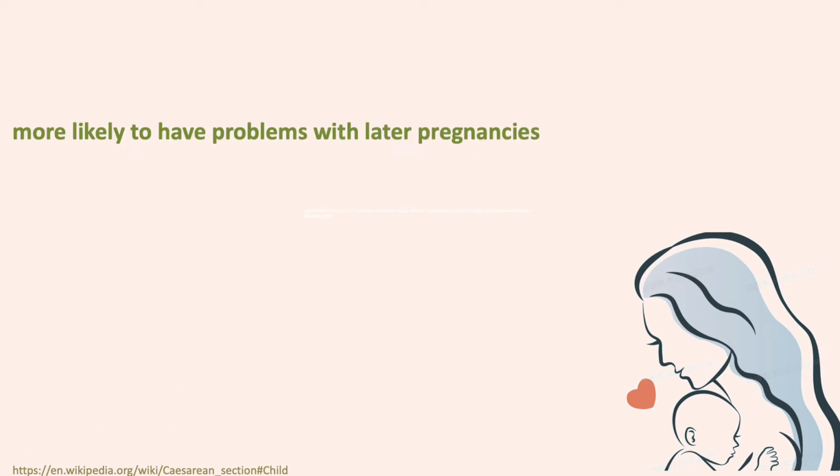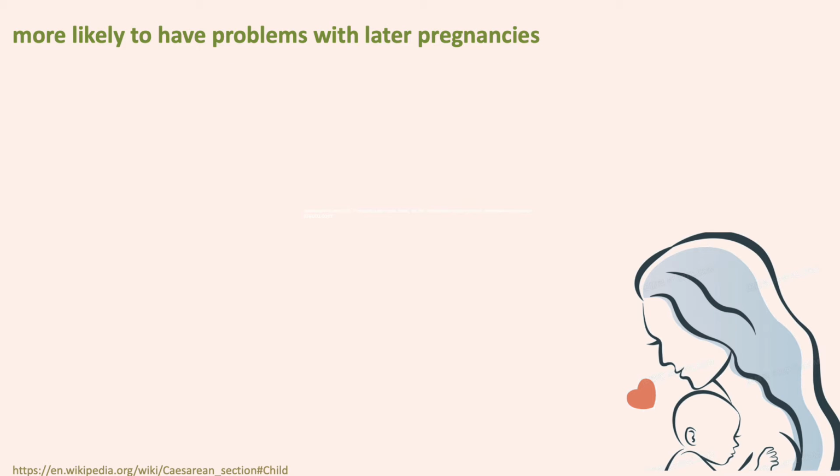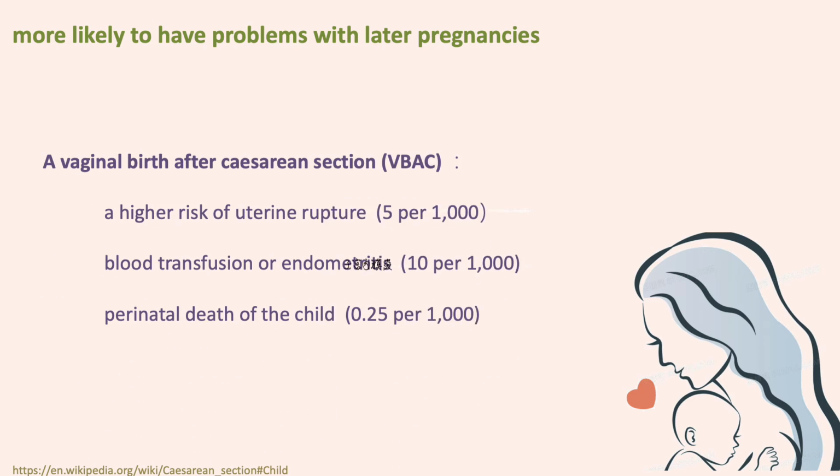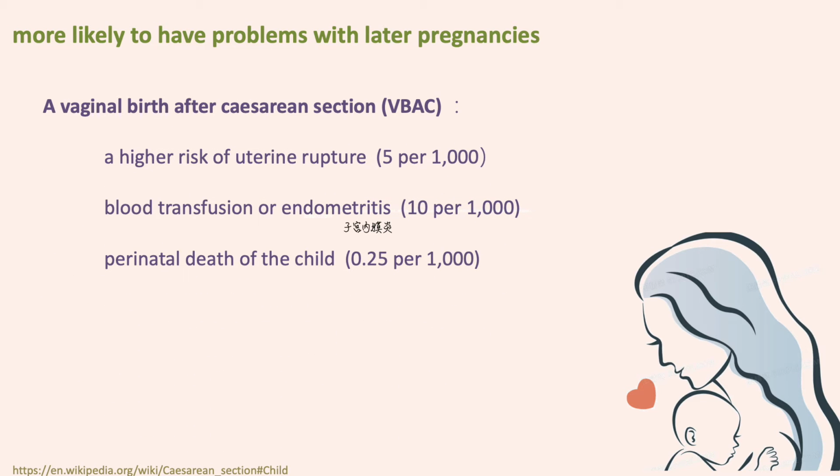Now imagine a mother who had a C-section before and wants to give birth to another baby, and she wants to choose natural birth. However, sadly, she is more likely to have problems in this pregnancy, because some research shows that pregnancies after C-section may have more problems. Here I will introduce a word called VBAC. VBAC refers to a vaginal birth after cesarean section.